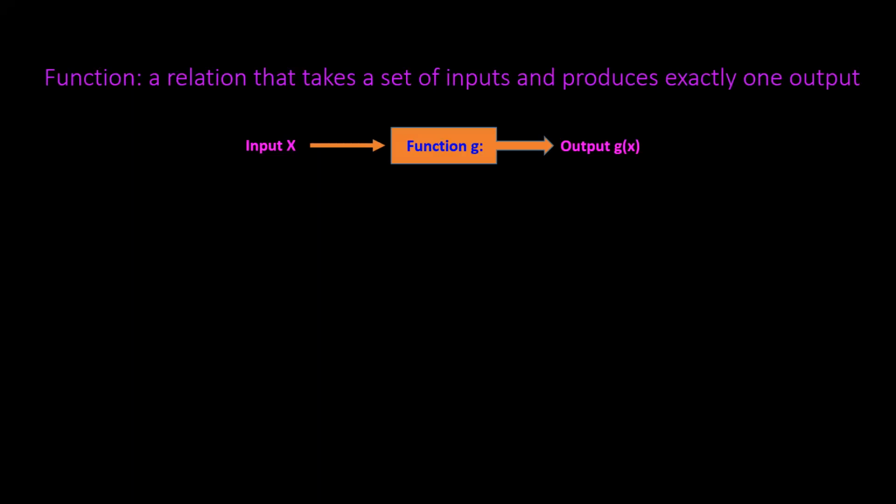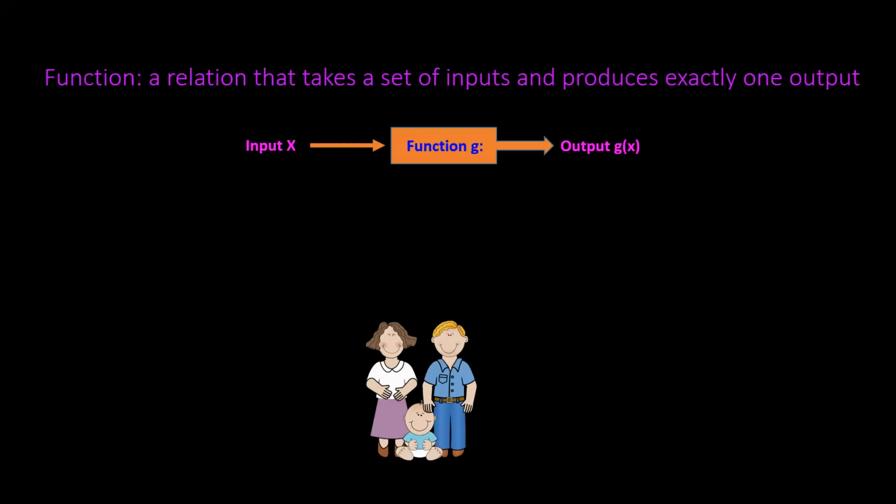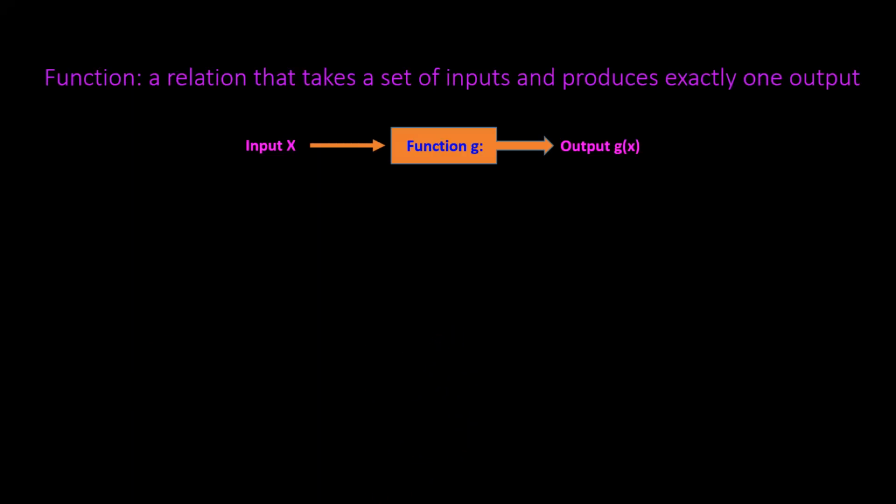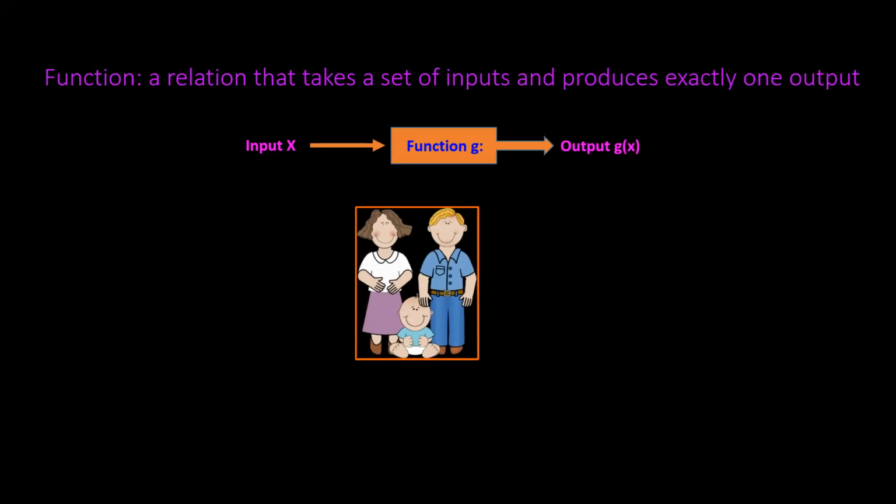Consider a family preparing to take a picture. The family members themselves are the inputs. The camera is the function. Something miraculous happens inside that machine, and the output is a mug-worthy family portrait.